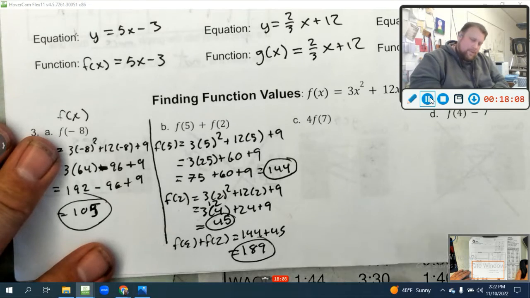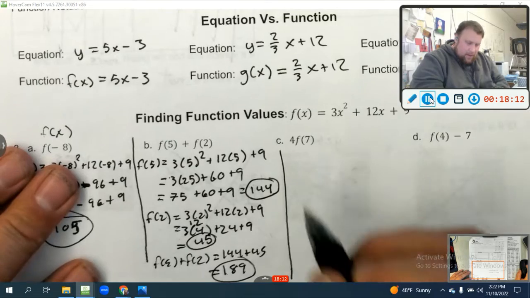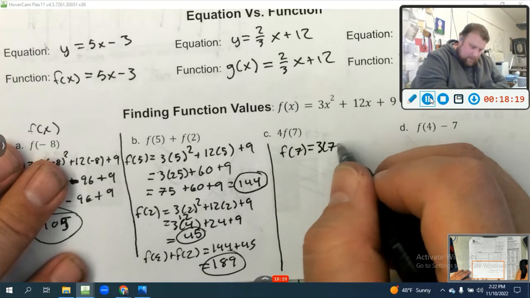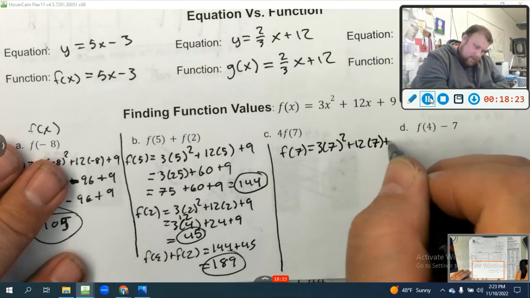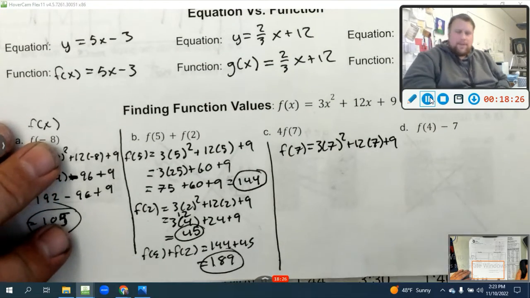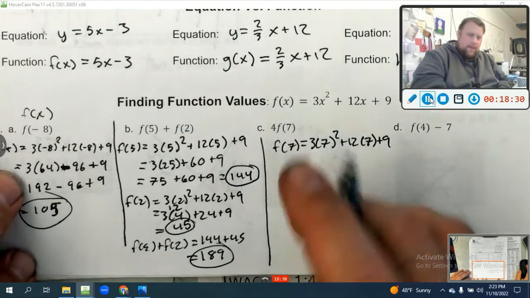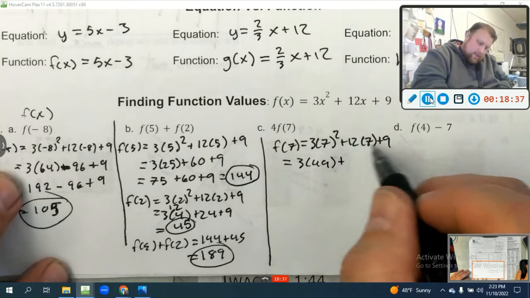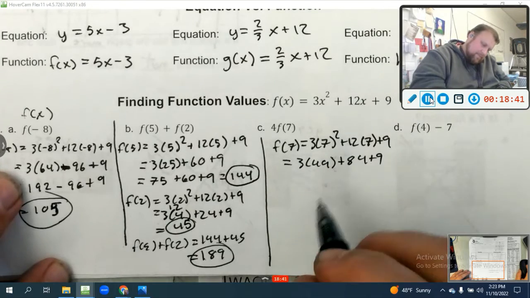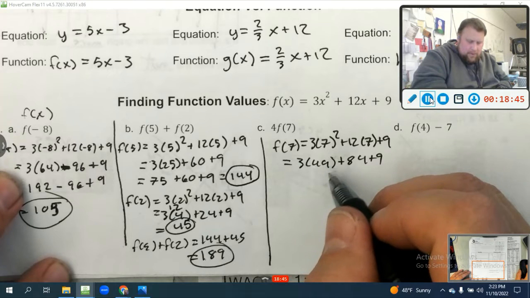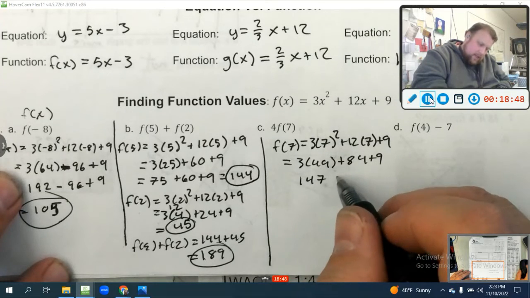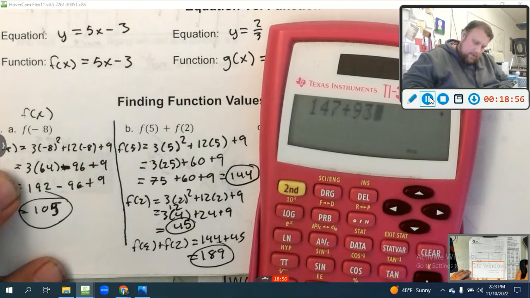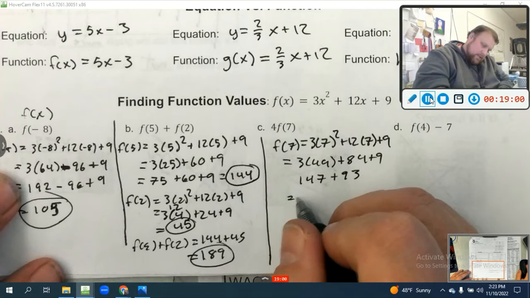Now let's do something similar here. This is 4 times f of 7, so let's just figure out f of 7, which equals 3 times 7 squared plus 12 times 7 plus 9. Now I encourage you, pause these at times, work them out, and then go ahead and watch this next segment. Okay, so that equals 3 times 49, 147, plus 12 times 7 is 84, plus 9 is 93. What's 147 plus 93? 240. So this equals 240.